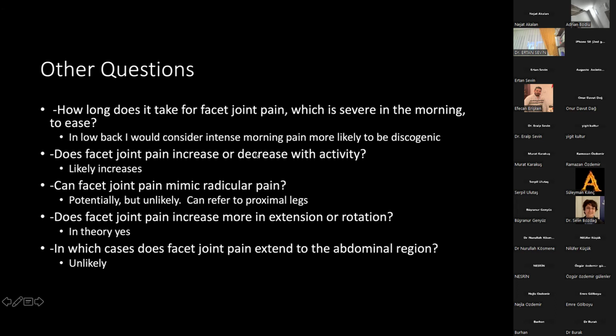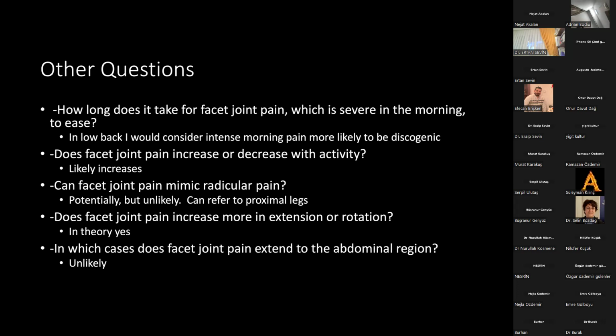Does facet joint pain increase or decrease with activity? I'd say it likely increases, right? The more you load the joint, the more it's going to be painful. Can facet joint pain mimic articular pain? I'll show you a picture on the next slide. And the answer is potentially, but unlikely. Does facet pain increase with extension and rotation? I'd say in theory, yes, even though I told you the exam is challenging. In which cases does the facet joint pain extend into the abdominal region? Anything's possible, but it's probably unlikely.